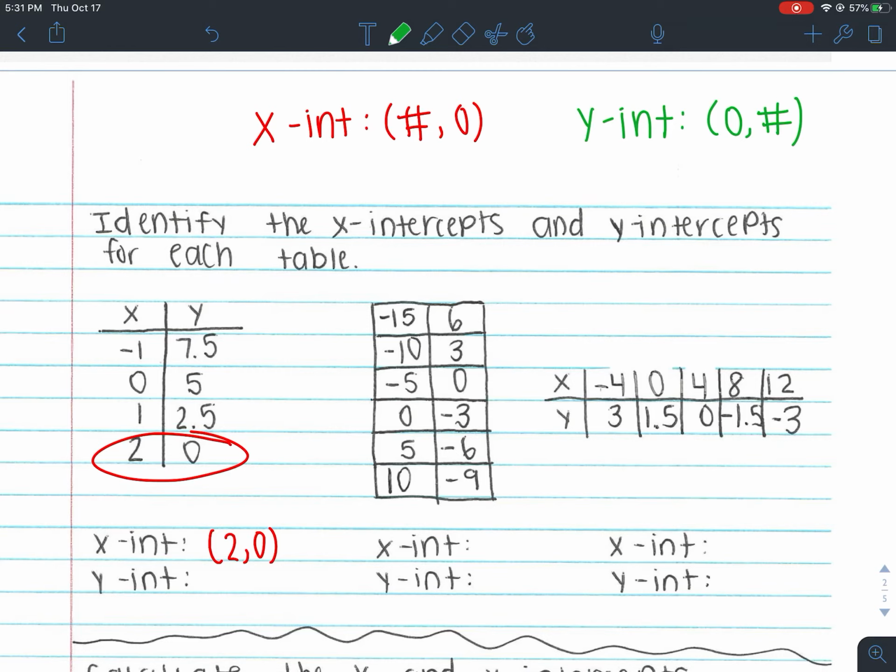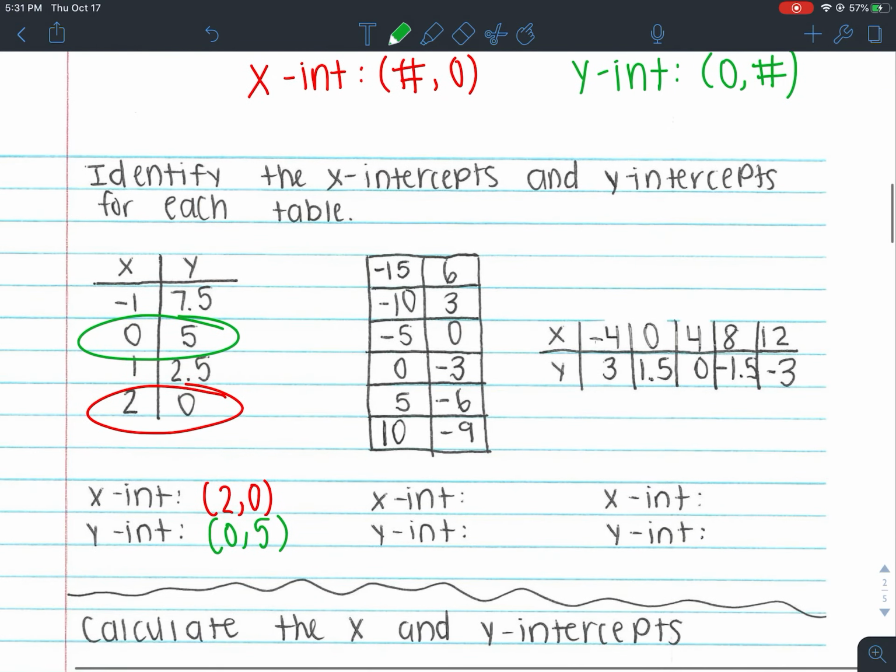My y-intercept has to have the form 0, number. So I'm looking for a 0 for the x and then a number for the y, which is going to be this one, 0, 5. Do you see that? It has the same form.